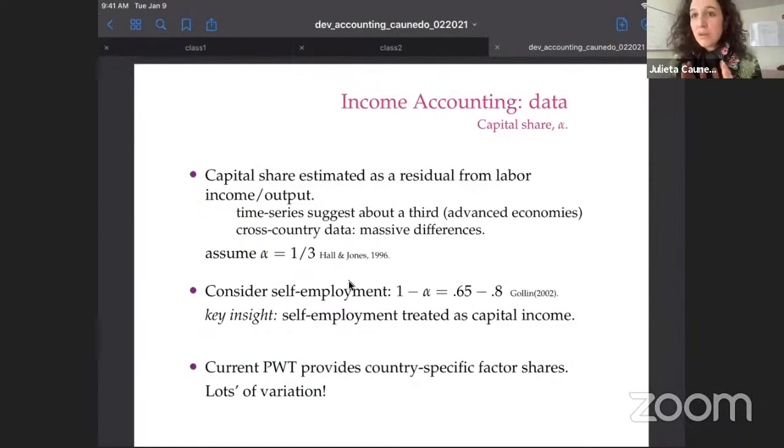That's much smaller variation. The Penn World Table has their own estimates, the new one, the Penn World Table 10, has the new estimates of the factor shares, but again, there is a lot of variation. So that's why I didn't use it. It's in the code, you have the code written, you can play around with it.